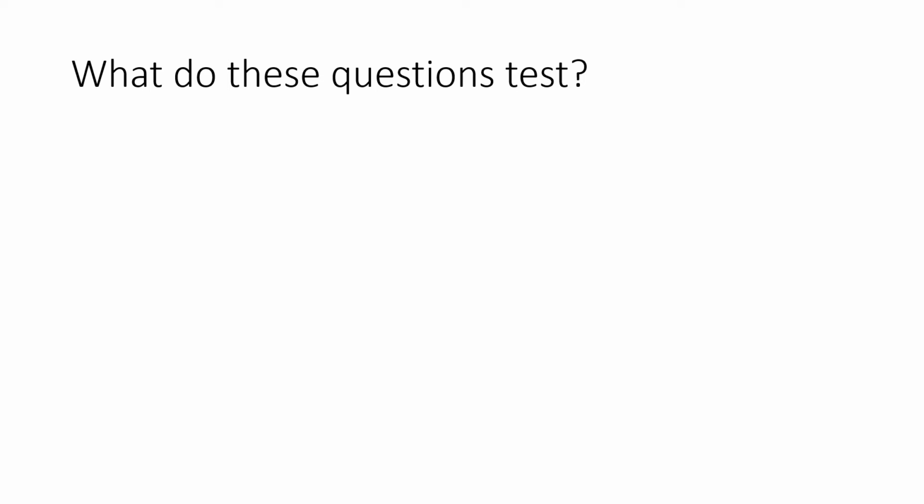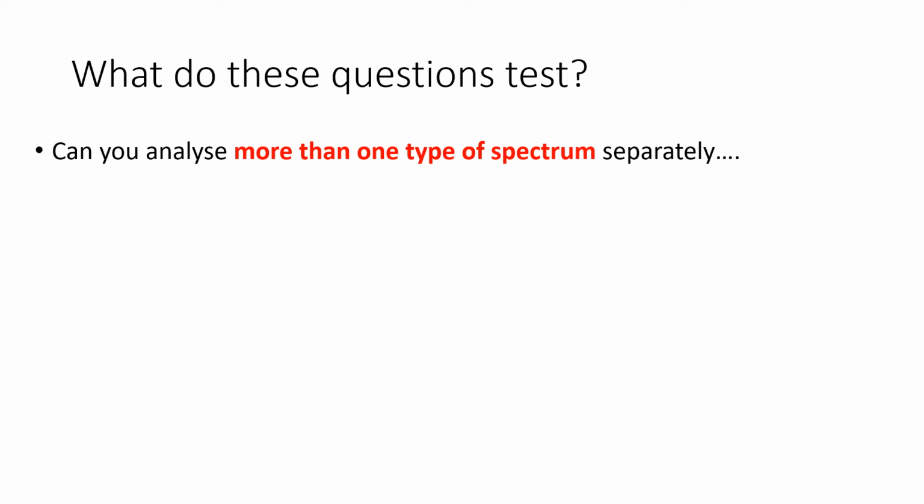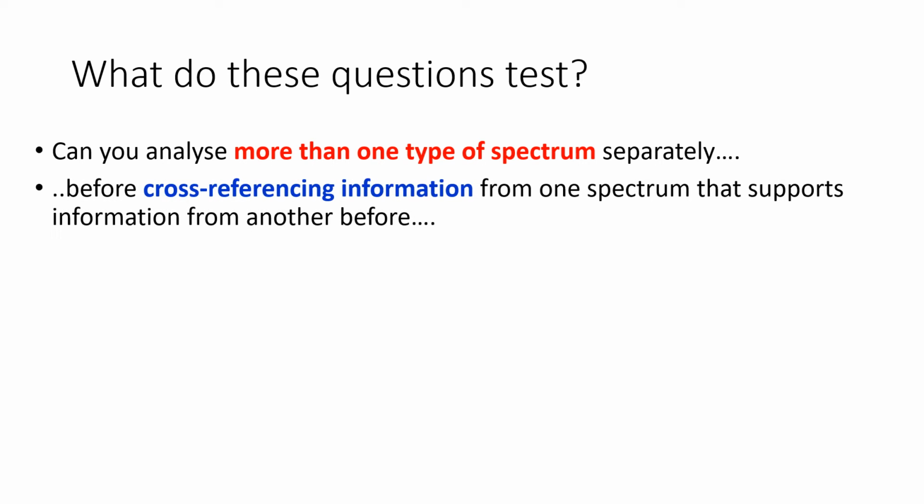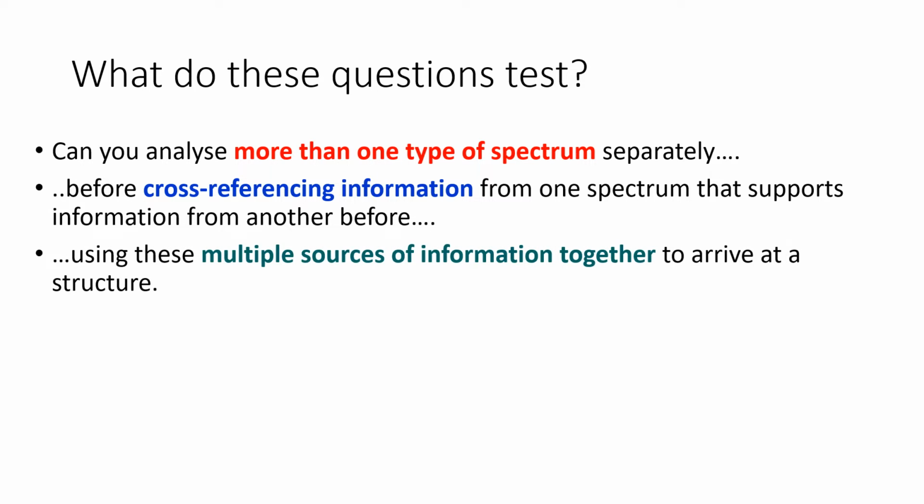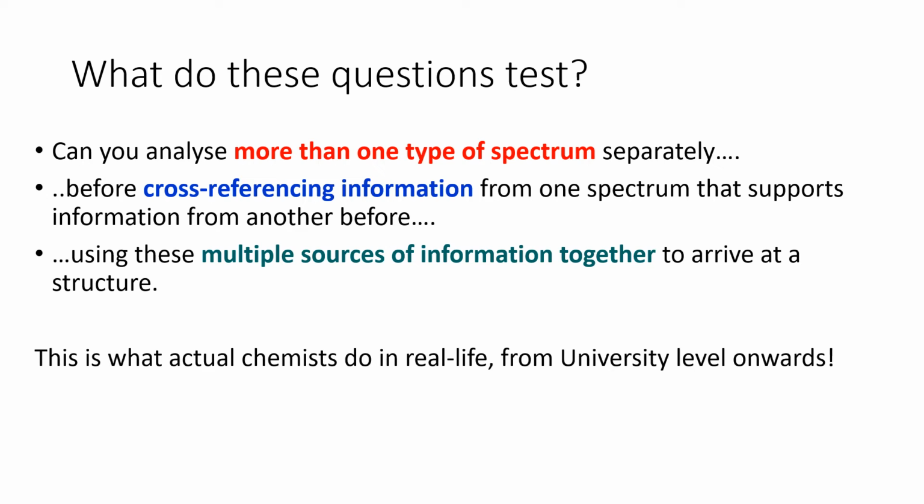So, first thing to think about is what do these questions actually test? They basically want to see if you can analyze more than one type of spectrum separately before then starting to cross-reference what the information is telling you to see if the spectral information from one supports the information from another. And then obviously problem solving that whole lot of information so that you can come up with a feasible structure. Sometimes more than one possible structure might be accepted.